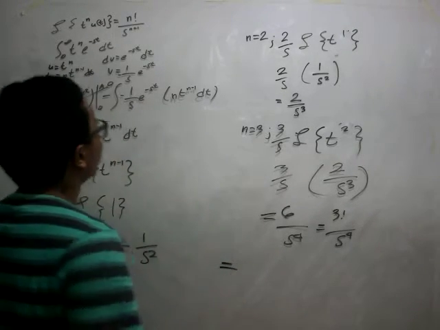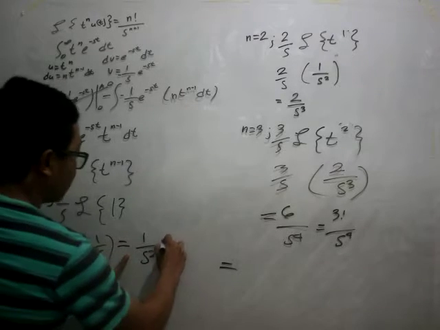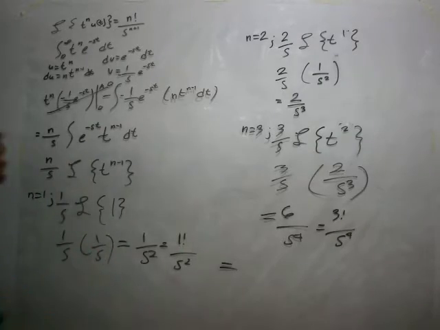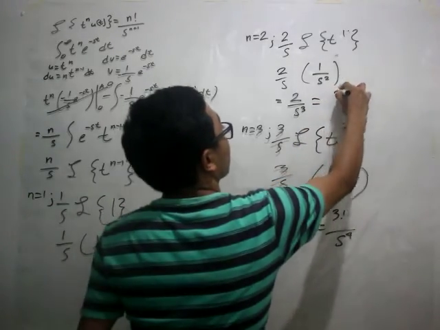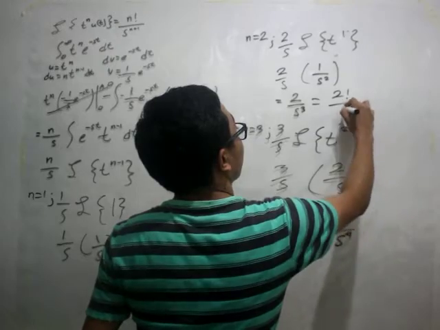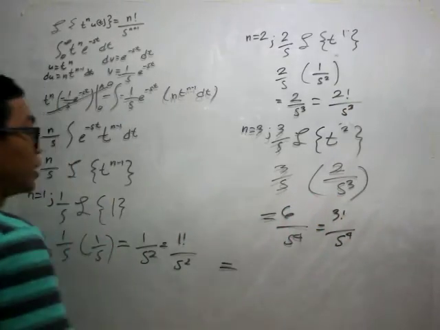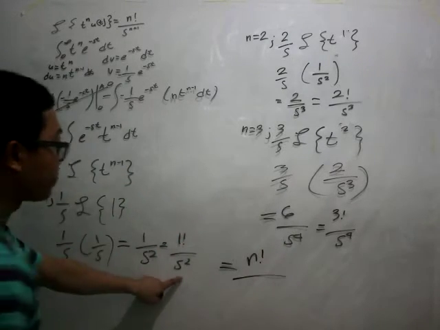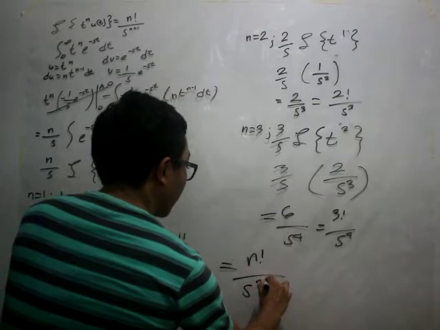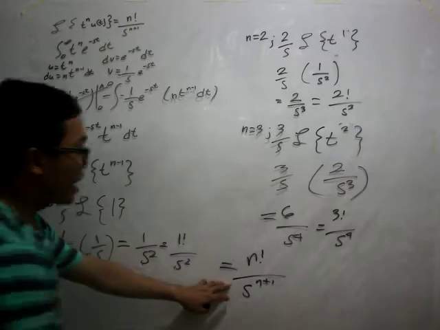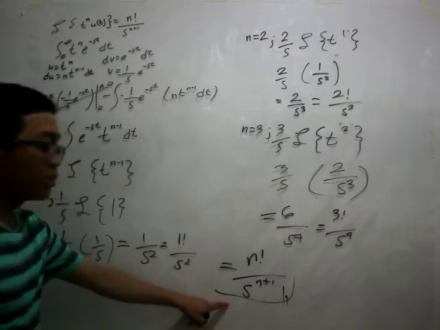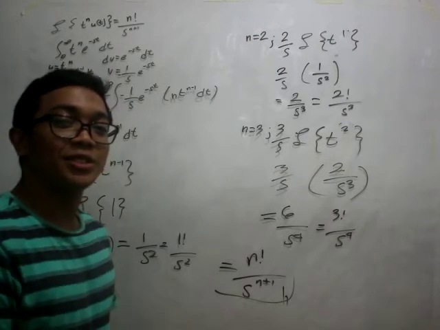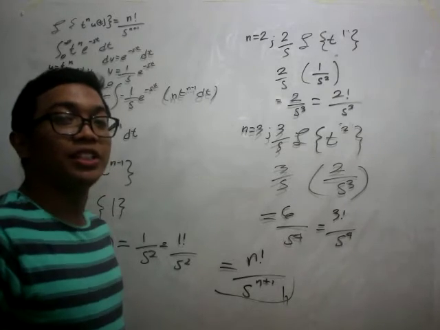So, when you look at the solutions for n that we have encountered, we came up with this as 1 factorial over s squared, and this is 2 factorial over s cubed. So, n factorial over s to the n plus 1. And that is how we prove that the Laplace of t raised to n times u of t is equal to n factorial over s raised to n plus 1.